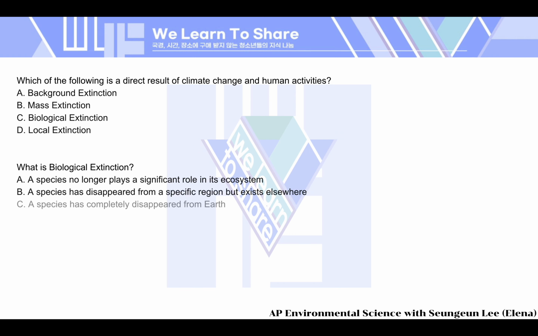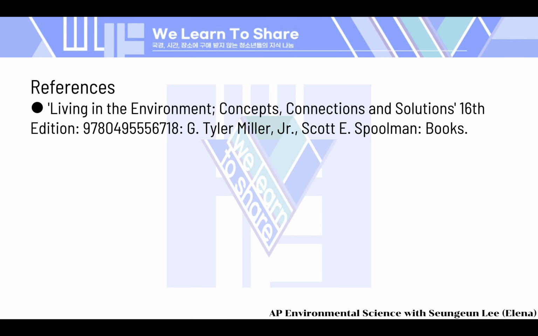And the last question we have here would be C, a species completely disappears from Earth, right? It means that it no longer exists anywhere on the planet, representing an irreversible, permanent loss of biodiversity. That's biological extinction. Okay, so these are the references.